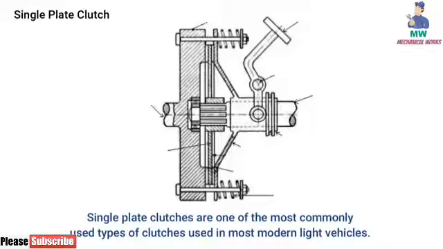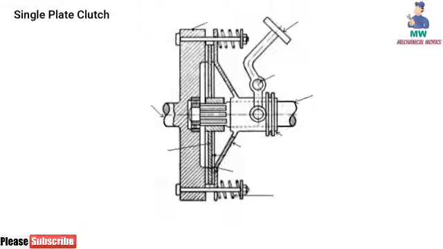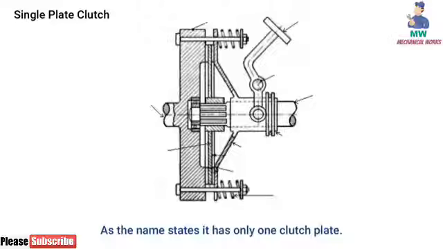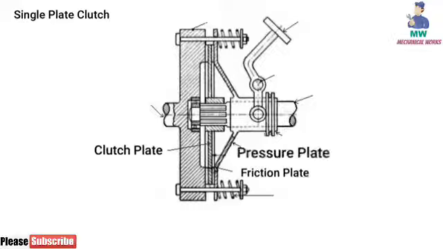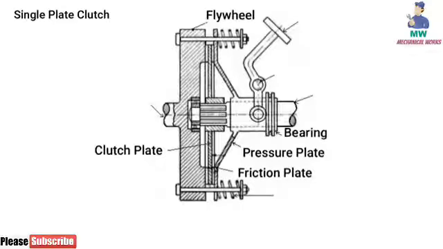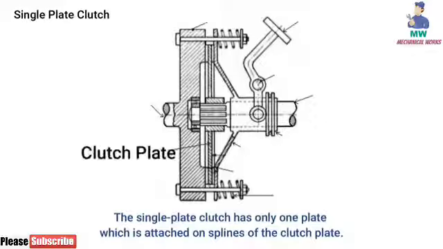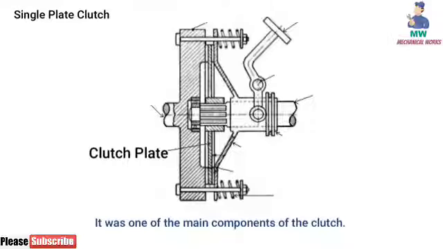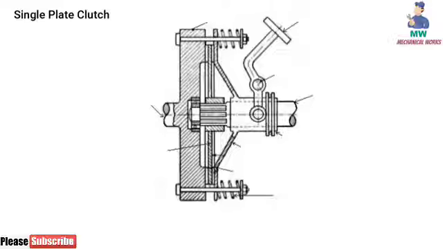Single plate clutch. This is one of the most commonly used types of clutches, and is used in most modern light vehicles. The clutch helps to transmit torque from the engine to the transmission input shaft. As the name states, it has only one clutch plate. It consists of a clutch plate, friction plate, pressure plate, flywheel, bearings, clutch spring, and nut bolts arrangement. The single plate clutch has only one plate which is attached on splines of the clutch shaft. It is one of the main components of the clutch. The clutch plate is simply a thin metallic disc and has friction surfaces on both sides.